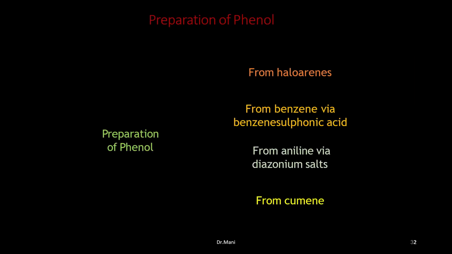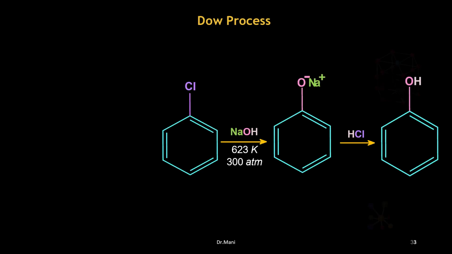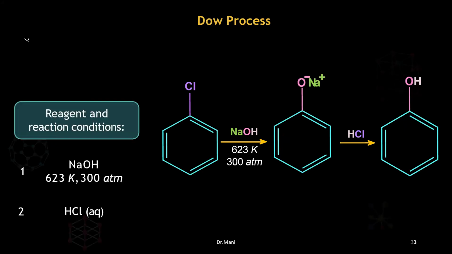So Dow's process. I said the preparation of the phenols from the haloarenes. So this is the Dow's process. We are using the haloarenes. So what are haloarenes? It's an arene group that is attached to a halogen. So the Dow's process is preparing the phenols by using this haloarene. This is an industrial method. So in this, we are using the haloarenes and we are preparing the phenols.